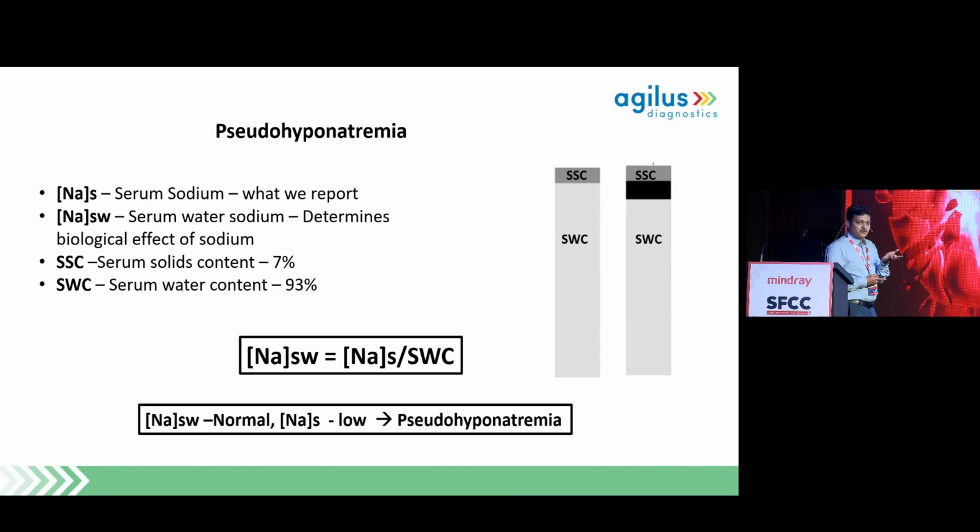what we see on the reports is serum sodium, but what we measure is serum water sodium. We measure only sodium in this component. We calculate and further extrapolate and report it as serum sodium, what we see in daily reports. So what is the relationship? Serum water sodium is serum sodium divided by serum water content, or you can multiply the other way around. So when serum water sodium is normal, but what you see in the report, that serum sodium is low, then you call it pseudo-hyponatremia.